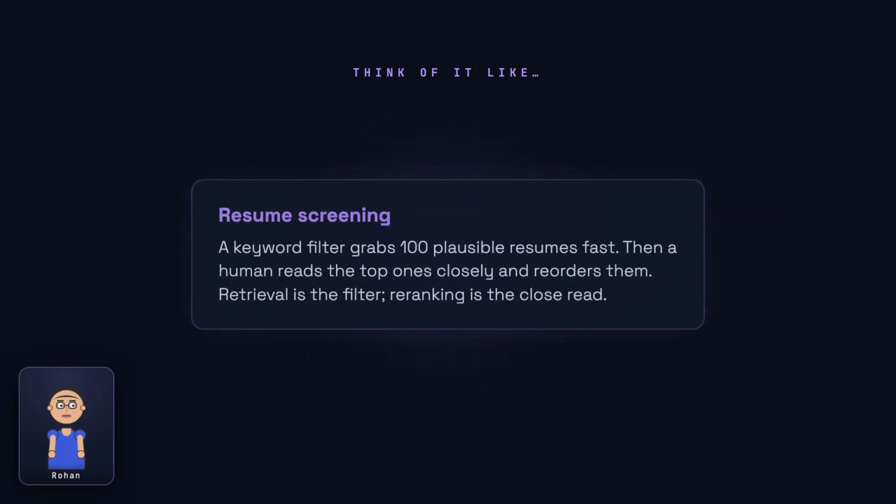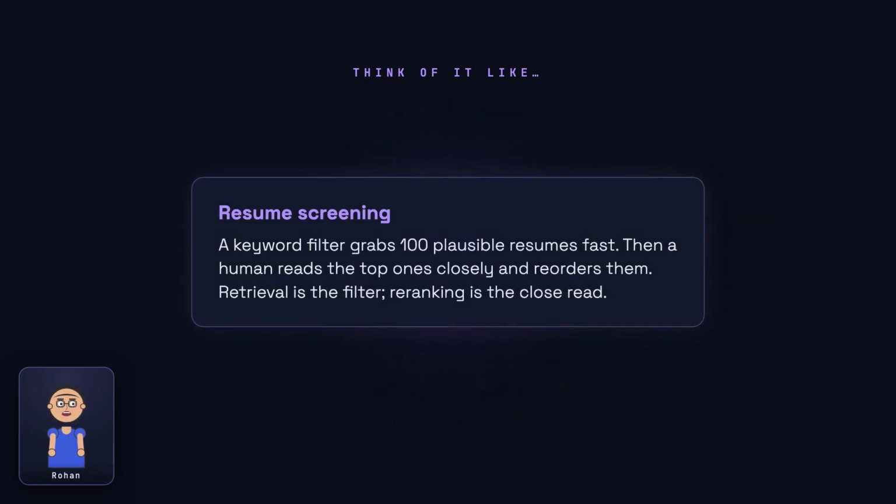Think of hiring. A cheap keyword filter pulls 100 plausible resumes in a flash. Then a person actually reads the promising ones and reorders them by real fit. Retrieval is that fast filter. Reranking is the careful second read.